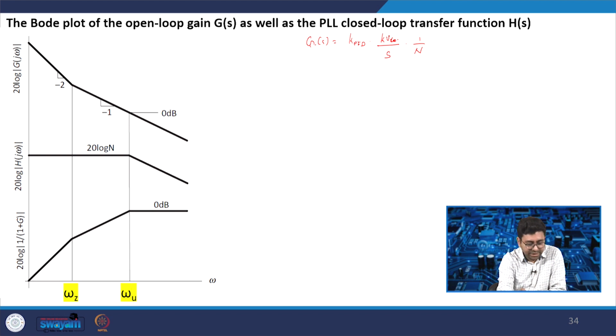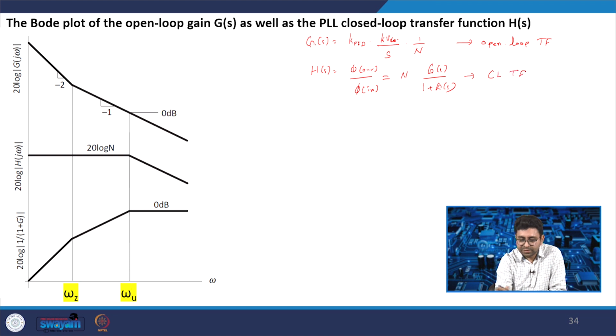So, this is G(s), and if we want to write H(s), which is given by phi out by phi in, it is equal to N times G(s) by 1 plus G(s). So, this is an open loop transfer function, and this is a closed loop transfer function.